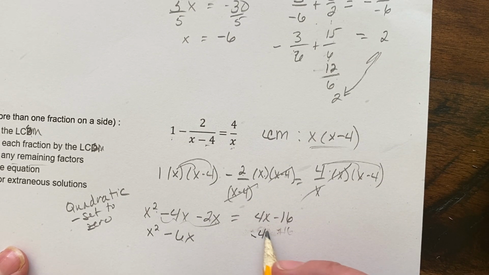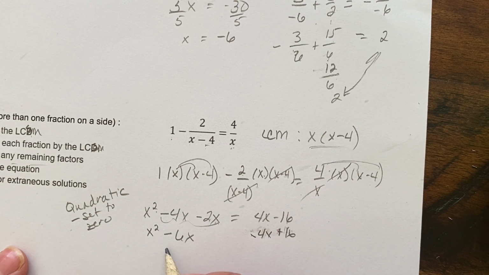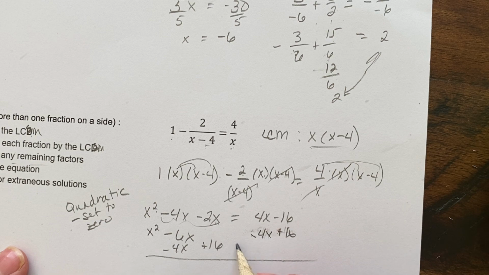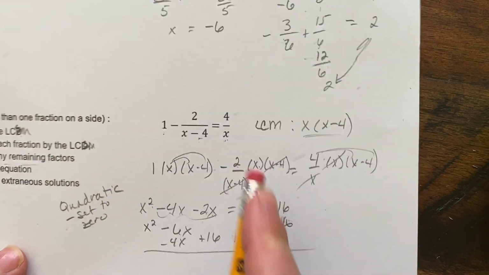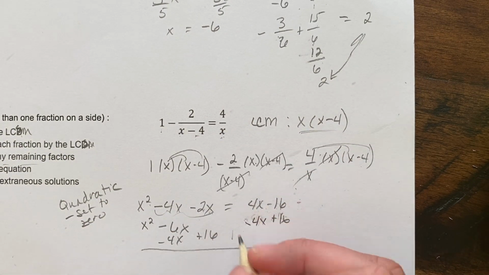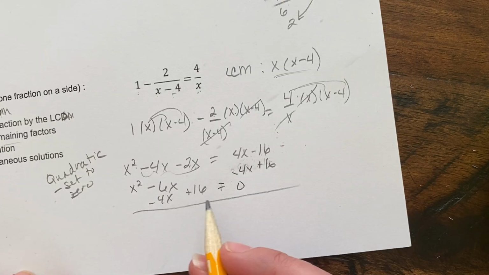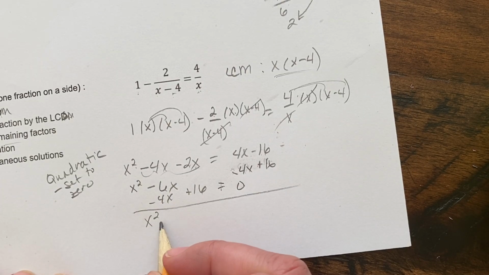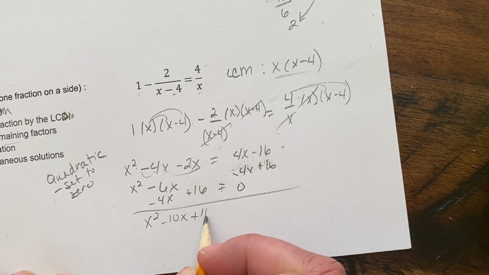So I guess we can still just move that over. I didn't have to erase it. So we're going to subtract our 4x from here and add the 16 here. That's going to give me 0 on that side. All right, so let's combine these. So we get our x squared minus 10x plus 16.